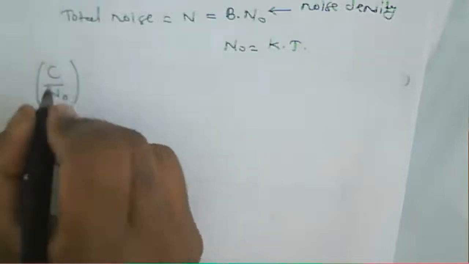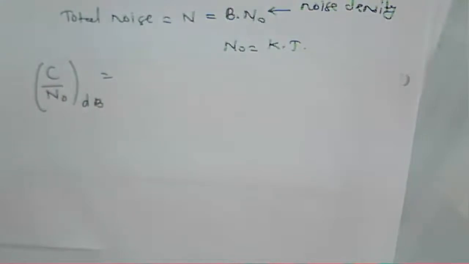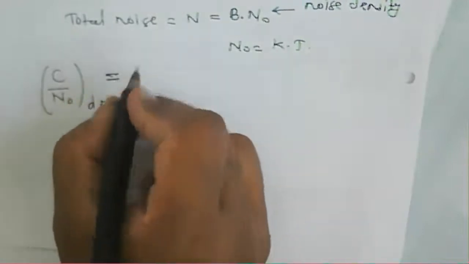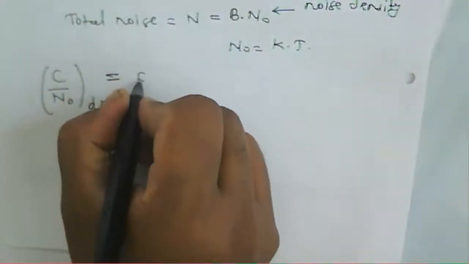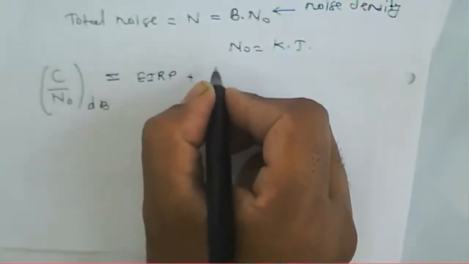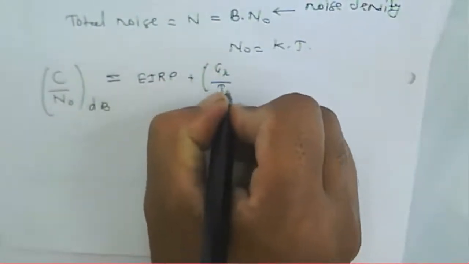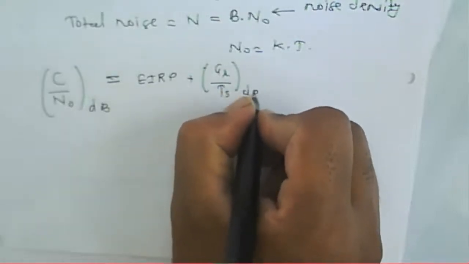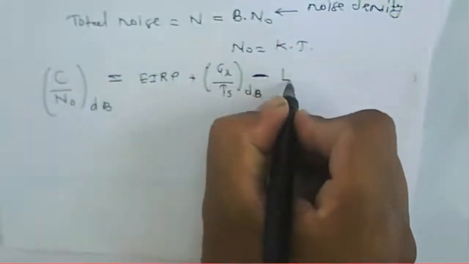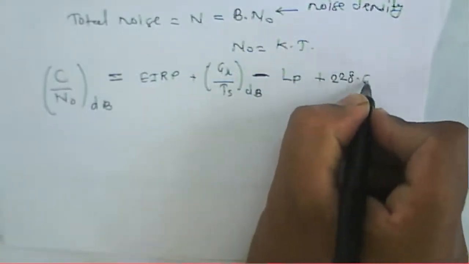Instead of N here, we will write C by N0, because we are writing in terms of the noise density, C by N0. And then we have the PTGT term, that is nothing but the EIRP, plus we have the term for GR by TS. We have the term GR by TS, if it is in dB, even if this one is in dB. So this one is the path loss equation. LP is the path loss, plus 228.6.